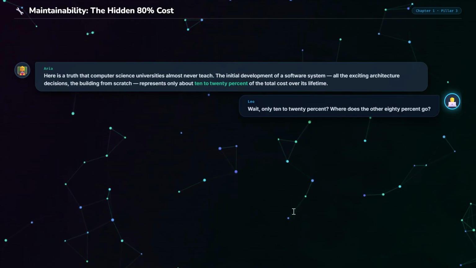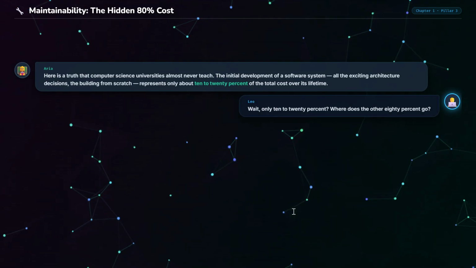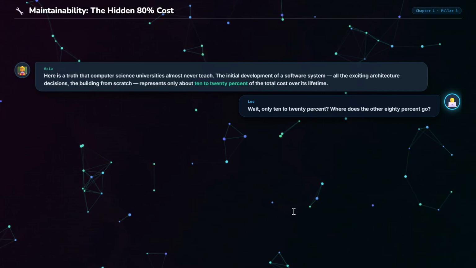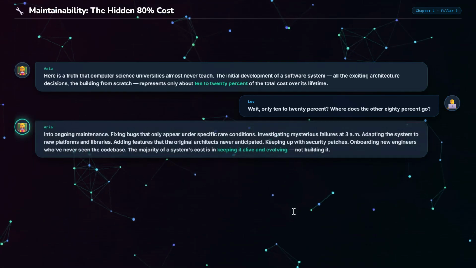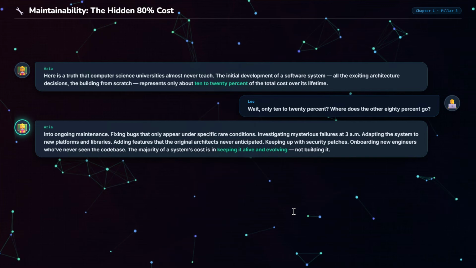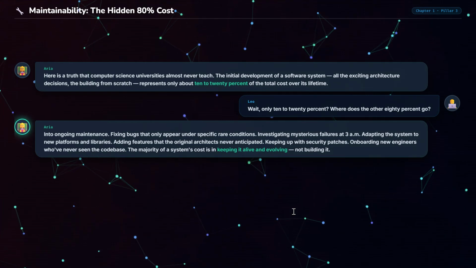Wait, only 10 to 20%. Where does the other 80% of the cost actually go? Into ongoing maintenance. Fixing bugs that only appear under very specific rare combinations of conditions.